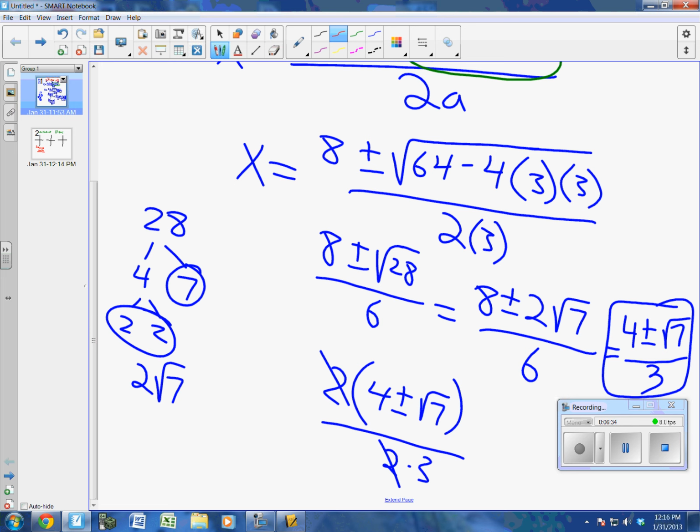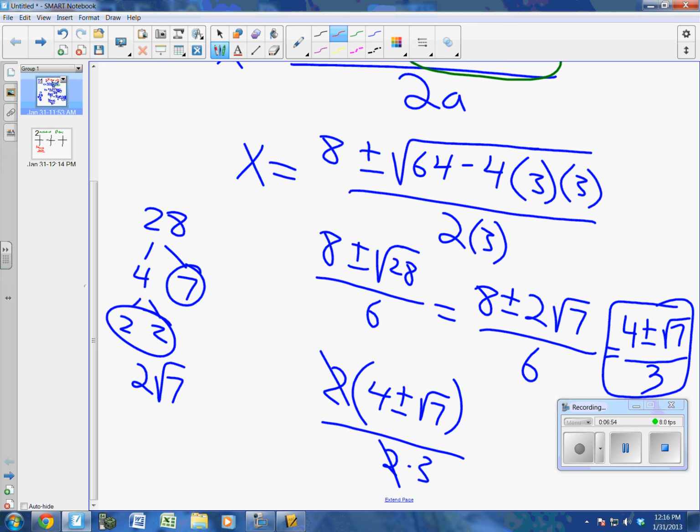In fact, I want everybody to get your calculator out right now. Let's get the two answers. Everybody type in your calculator 4 plus the square root of 7. Hit enter and divide it by 2.